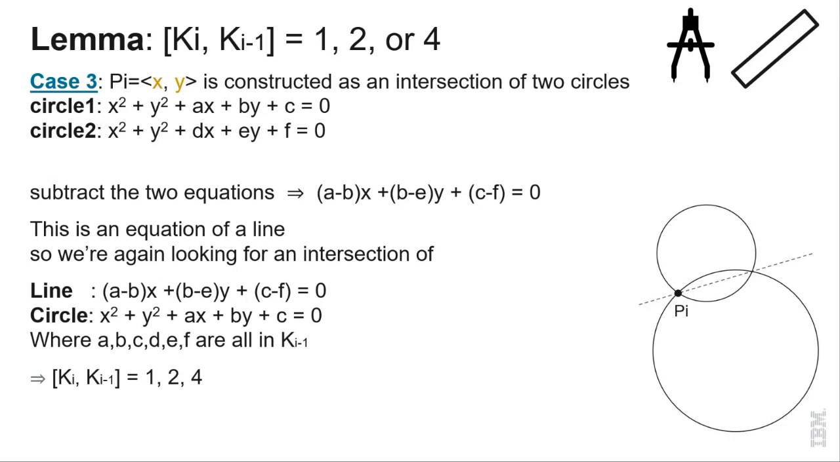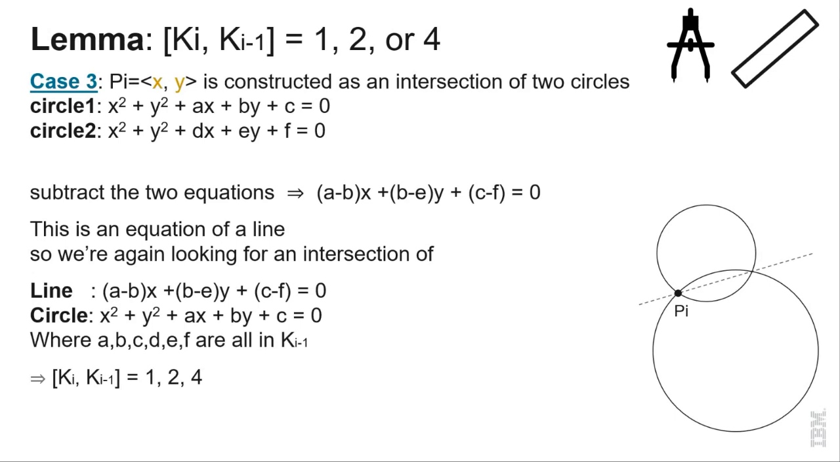So again, if you just subtract two simple equations, you get an equation of a line, and this happens to be this dashed line here. So the intersection between the two circles is just the intersection between the dashed line and any of the circles that you like. So we're back to the case we saw before. To find the intersection between two circles, you end up looking for the intersection between a line and a circle, and we did that before, and we saw that the lemma holds. So the degree will be 1, 2, or 4. It will be the same here.